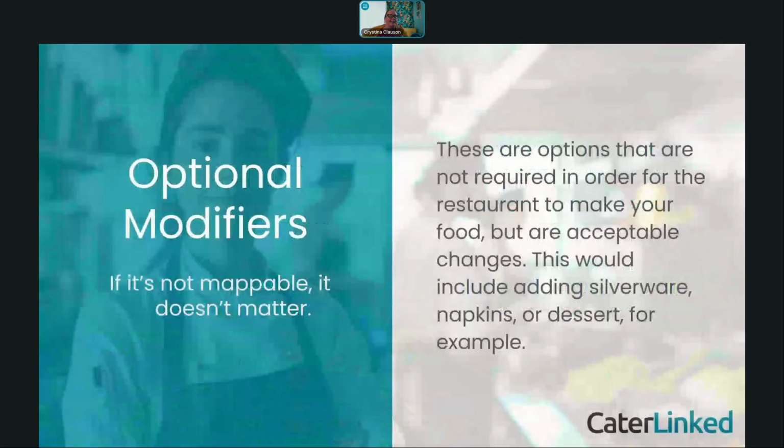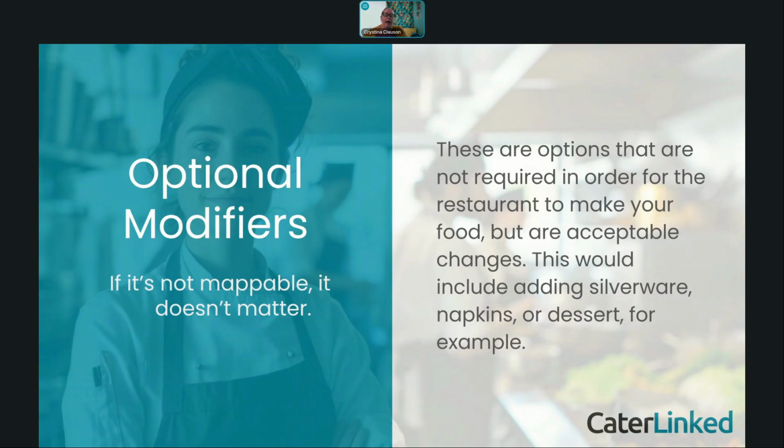Optional modifiers are kind of nice to have, but I would think of those as adding silverware, napkins, or no mushrooms or no onions, stuff like that. So it's not wholly necessary to get the food out the door, but they are things that are nice to have. The one thing too, programmatically, is required modifiers: the way that your POS has been built, the order sometimes won't go through into your kitchen. It'll throw an error if you don't satisfy all of your required modifiers. But optional modifiers are like, yeah, whatever. We can take them or leave them.